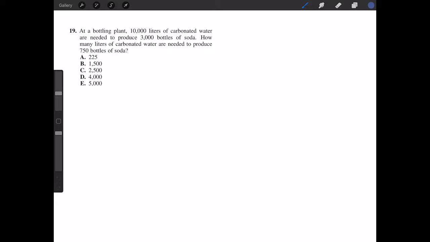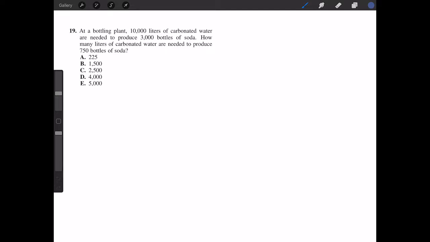Problem 19 reads that at a bottling plant, 10,000 liters of carbonated water are needed to produce 3,000 bottles of soda. How many liters of carbonated water are needed to produce 750 bottles of soda? So there's a couple of ways in which we can do this.